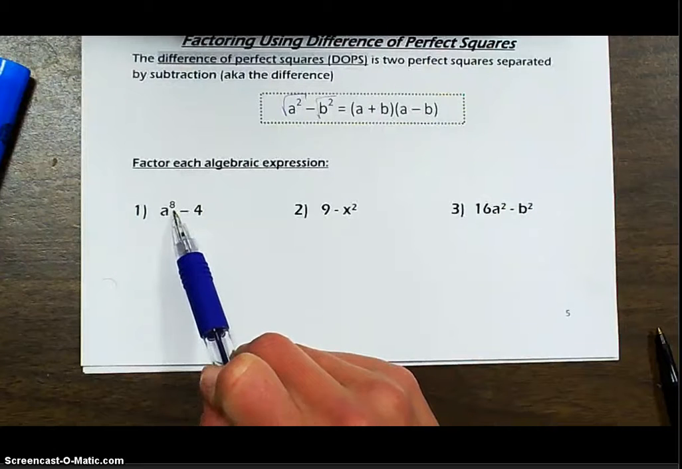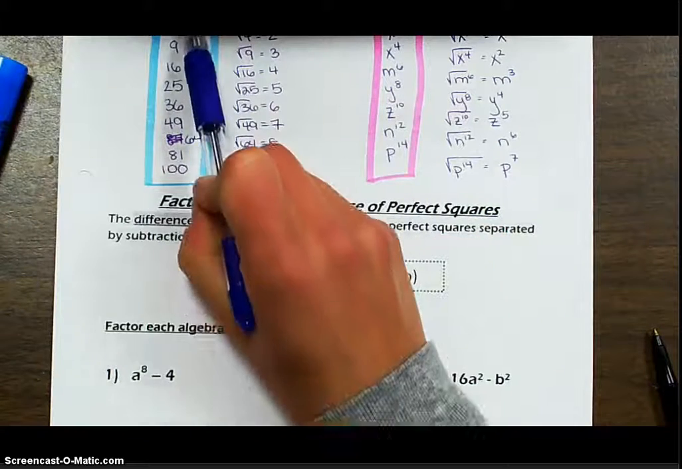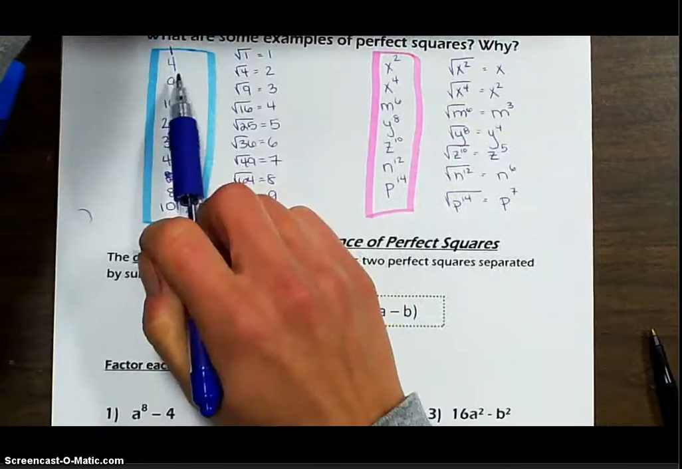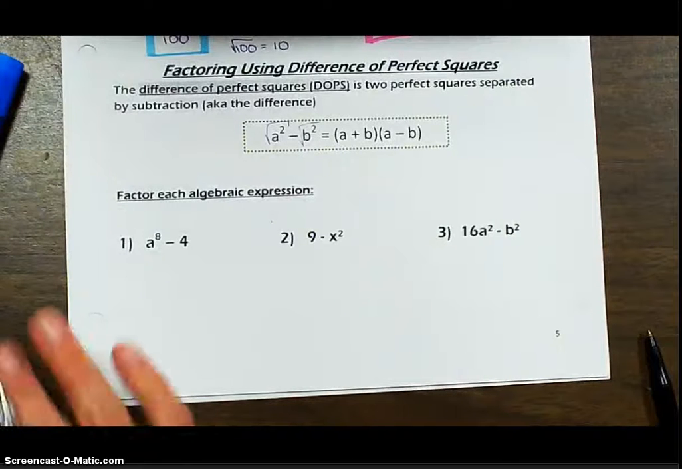A to the 8th. Is that a perfect square? Well, is it up there? Yep, a to the 8th power. Now, is 4 a perfect square? Let's look in our list. Is 4 a perfect square? There it is, yes. So everything is a perfect square and it is subtraction.